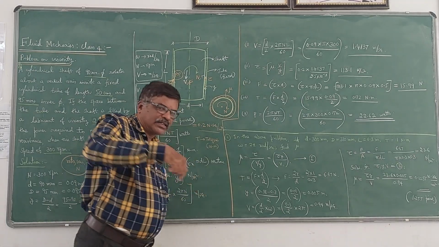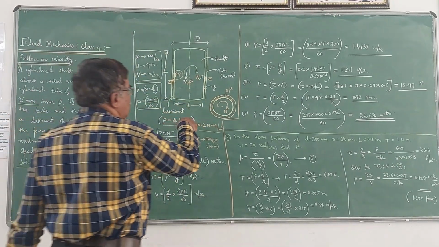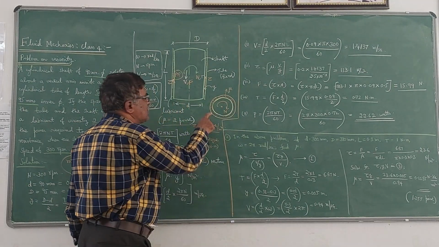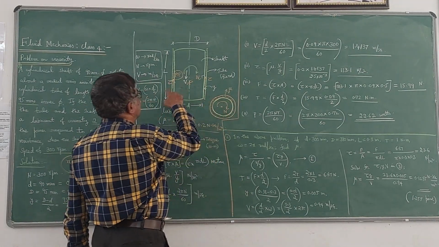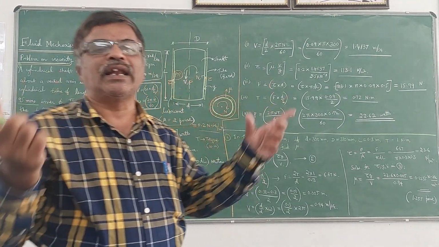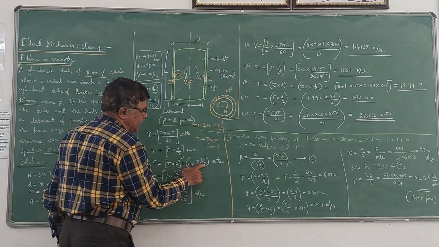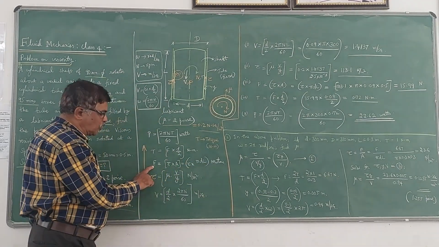Or you can write it as the outer surface area of the shaft. The outer surface area of the shaft is given by pi into d, where d is the circumference, into L, the length of the shaft. So pi into d into L gives the surface area of the shaft. So tau into pi dl, that value will be in newtons.